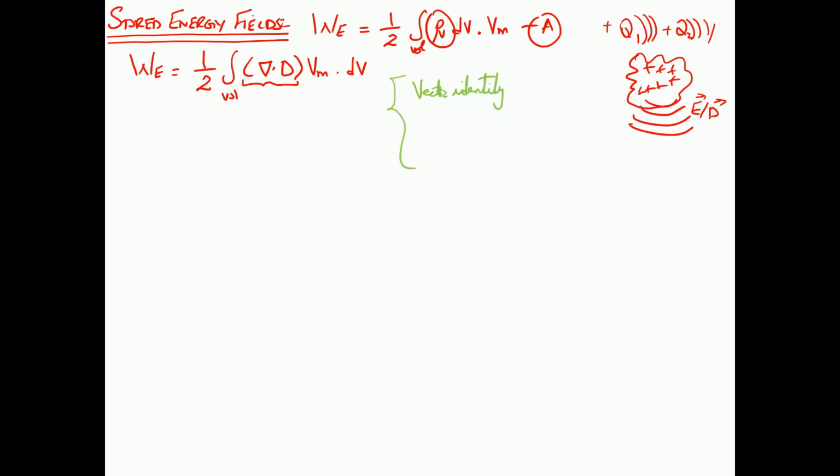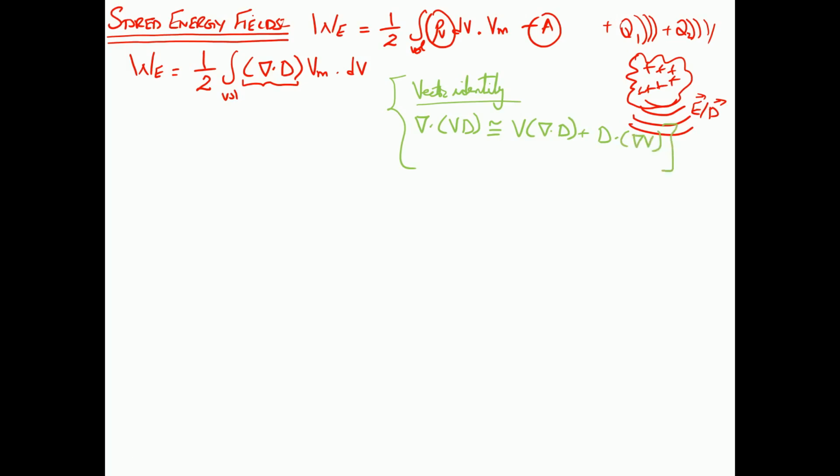So let me use this portion. Vector identity is such. If I have the divergence of voltage with electric flux, it approximately equals voltage multiplied with the divergence of D plus D multiplied with the divergence of V. So this is the vector identity that we can use.